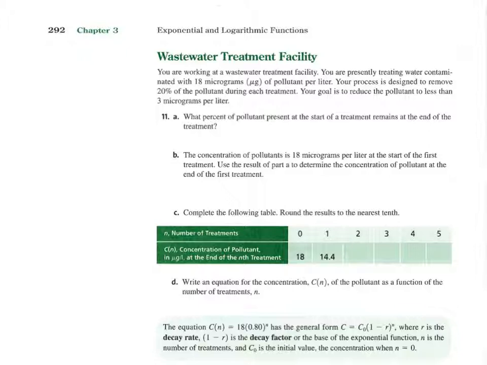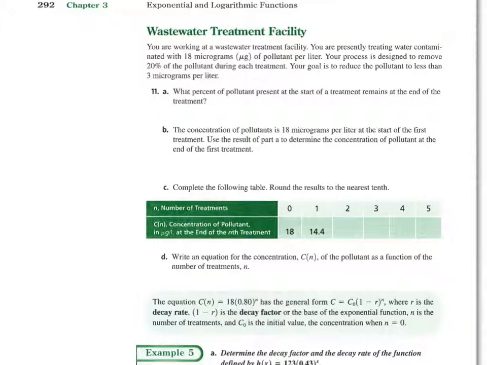Okay, so the next example that they have us is for a growth decay one. So let's do one of these and then we'll stop this activity there. Okay, so you're working at a wastewater treatment facility. You're treating water contaminated with 18 micrograms of pollutant per liter. Your process is designed to remove 20%. Okay, so we see this one, we're not growing, this is a decay one. So your goal is to reduce the pollutant to less than 3 micrograms per liter. So what percent of the pollutant present at the start of the treatment remains at the end of the treatment?